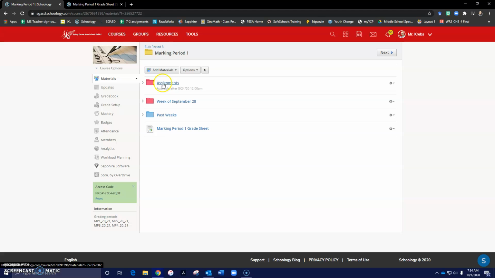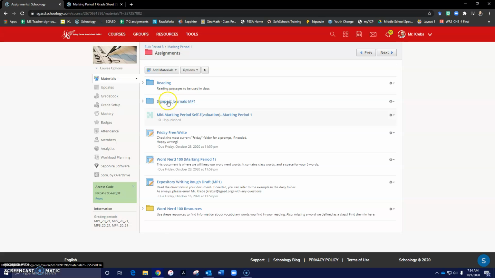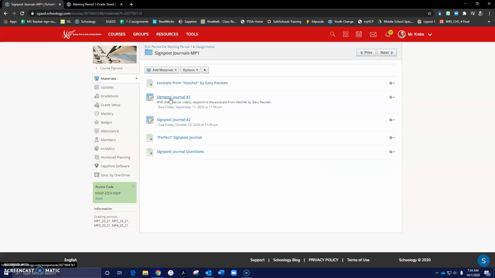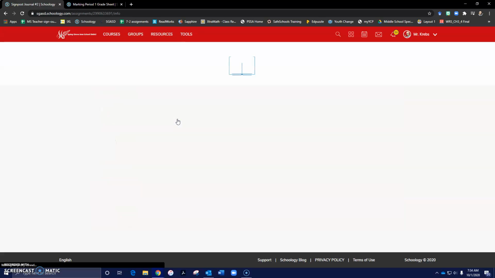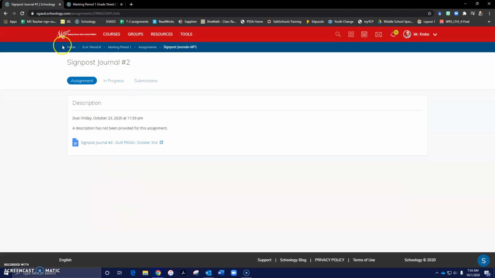It's under the Assignments tab. It's under the same folder that Signpost Journal number 1 is, Signpost Journals, and then Signpost Journal number 2. So you can see up here in this blue bar, this shows you the path to take through the folders. So we're in ELA, period 8, marking period 1, assignments, Signpost Journals, MP1 for marking period 1, and then we're of course in Signpost Journal number 2.